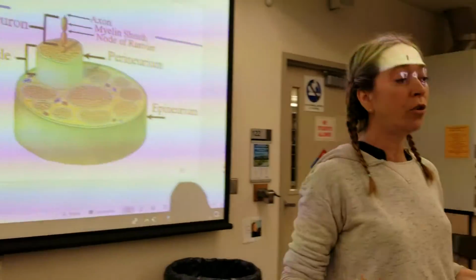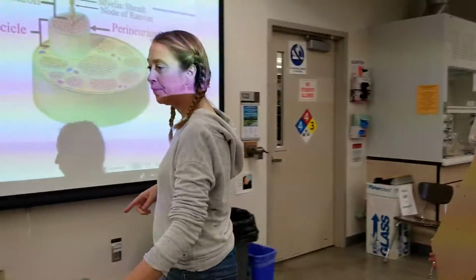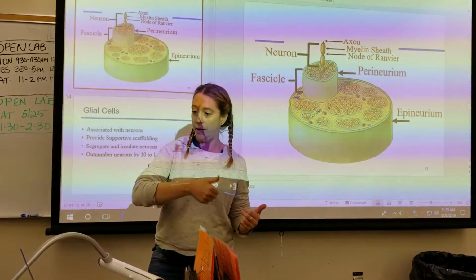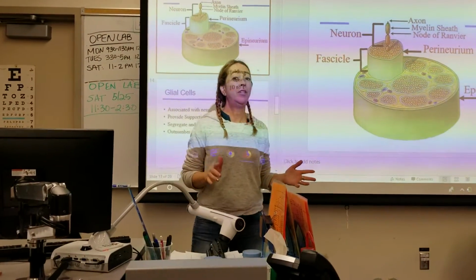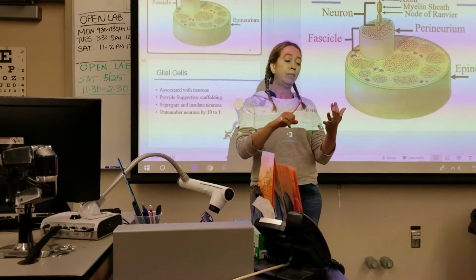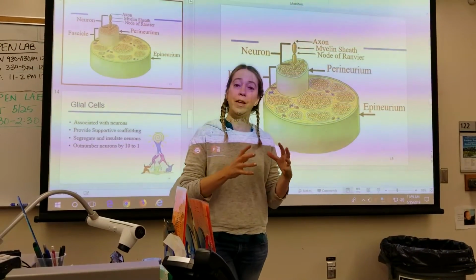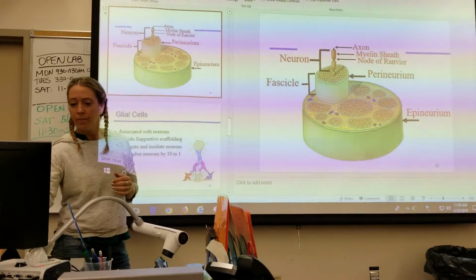Connective tissue, that's your key. Name the connective tissue layer, okay? So it'll either be endo, peri, or epineurium. Do we have the same thing for muscles? We do. We have endomysium, we have perimysium, and we have epi. So we have the same thing, like the connective tissue wrapping around muscles.